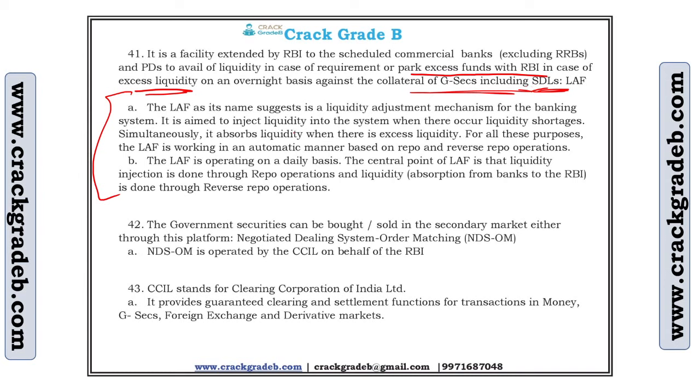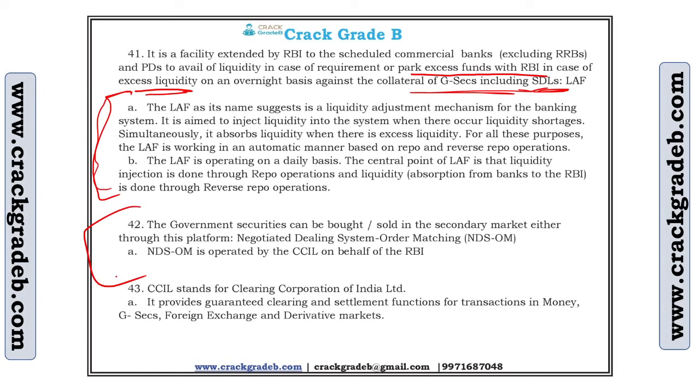Now, the LAF, as its name suggests, is a liquidity adjustment mechanism for the banking system. It is aimed to inject liquidity in the system when there occurs a shortage. So, liquidity adjustment facility, by the name itself, it's clear, okay? Let's say there is a shortage of liquidity in the market, the RBI will put money by way of LAF. And what is the opposite? Let's say there is excess liquidity in the market, the RBI will suck the liquidity from the market using the LAF. That's it.